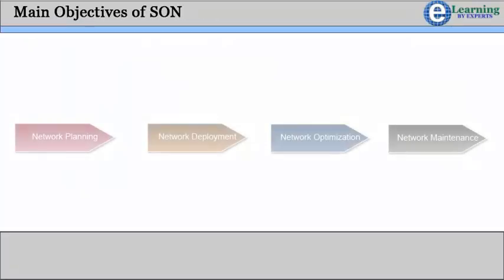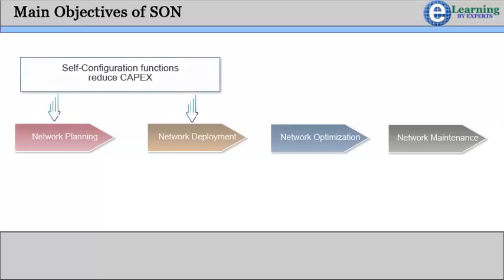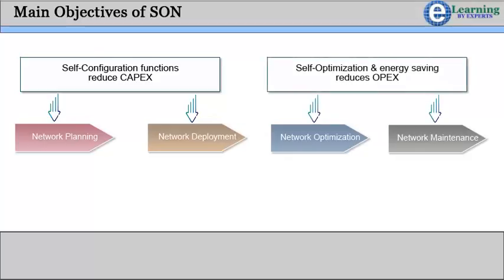SON's self-configuring functions are expected to eliminate many on-site operations for the basic settings and subsequent updating of network equipment, and thus reduce CAPEX. SON's self-optimizing functions will reduce the workload for site survey and analysis of network performance, and thus reduce OPEX. Moreover, SON's energy-saving functions reduce the costs of power consumed by the equipment.